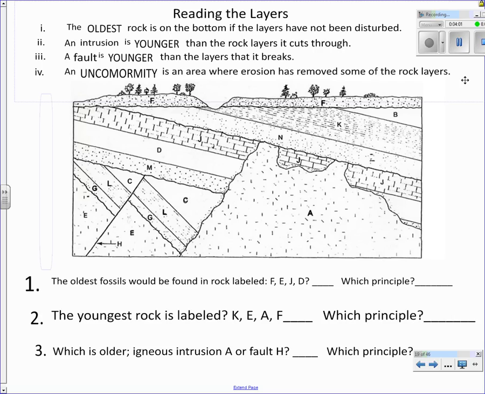Or another thing could have been non-deposition, where the rock layer was not put there at all because there was nothing going on, and that would be an explanation of an ice age. Got it? Okay, so let's now move on to this. Let's take a look at these layers of rocks here, and you should be able to see all of the letters going on here. Now, number one said the oldest fossils would be found in rocks labeled F, E, J, or D. You have to choose which one.